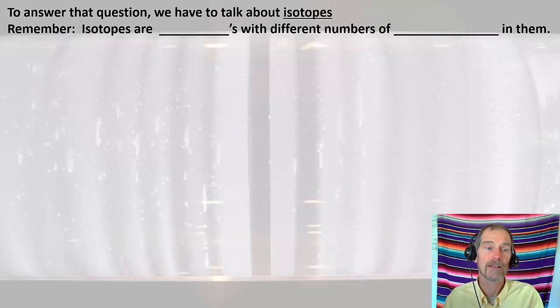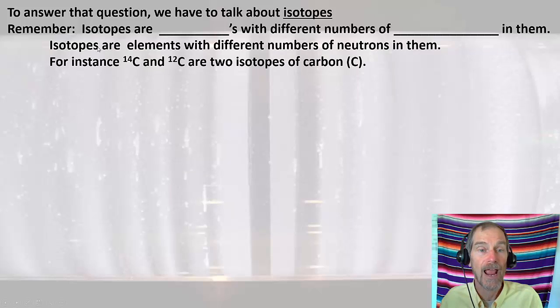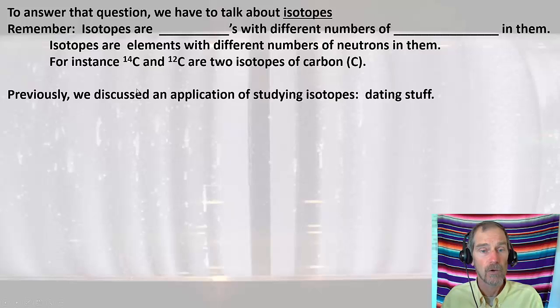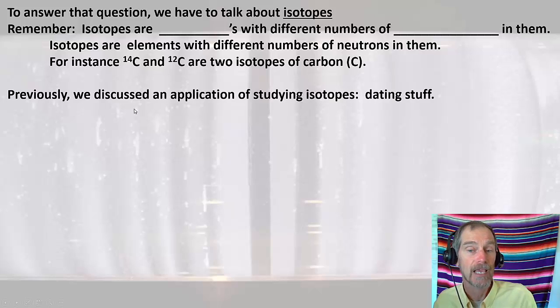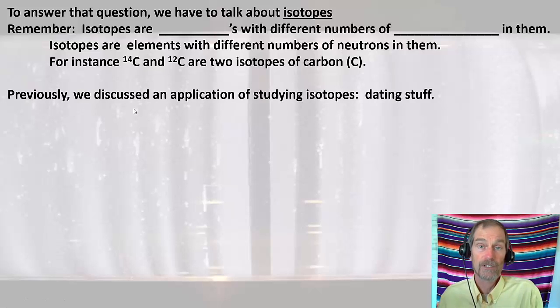Okay, here's the answer. Isotopes are elements with different numbers of neutrons in them. Did you say elements for that? You should have. You might have said atoms, and that's okay, but elements is better because an element is a specific thing. Atom is more general. For instance, carbon 14 and carbon 12 are two isotopes of carbon. The difference is that one has 2 extra neutrons. That's all.